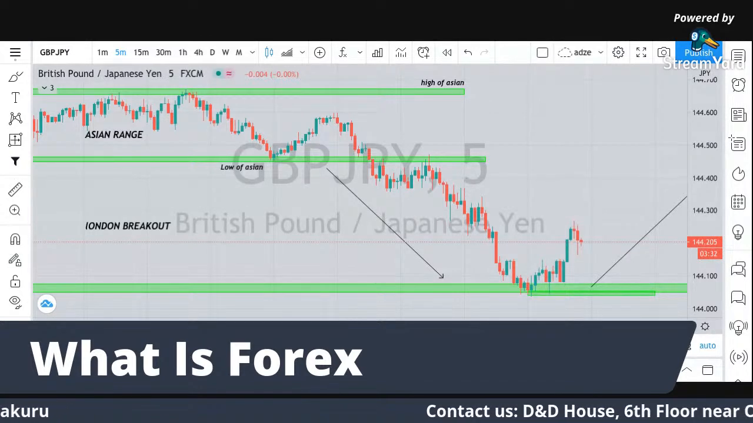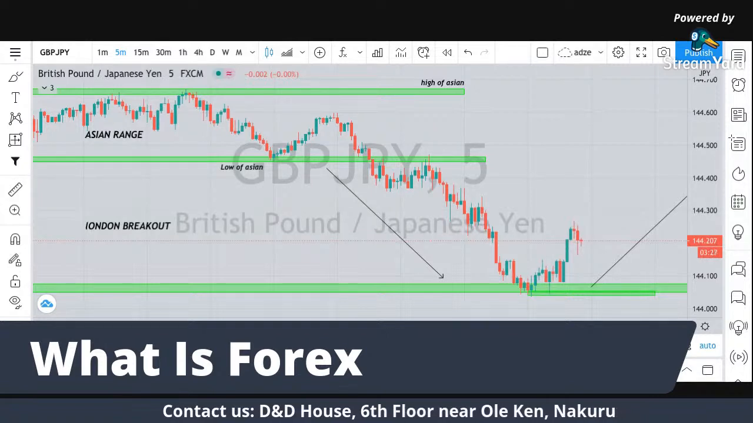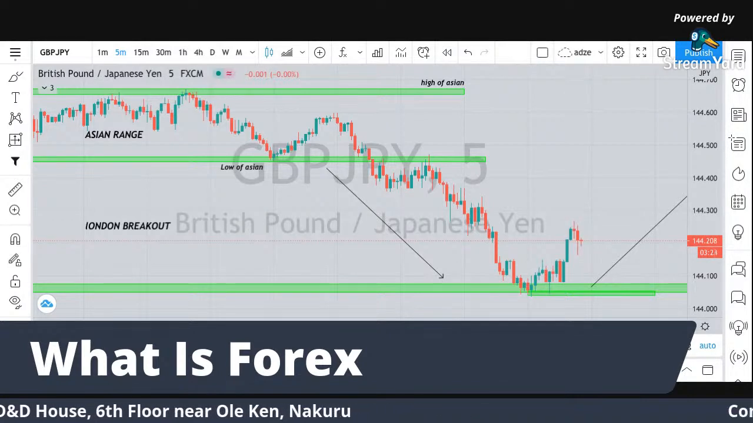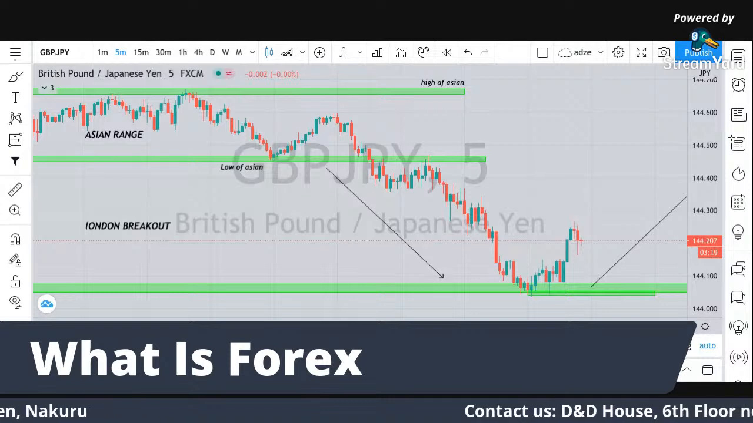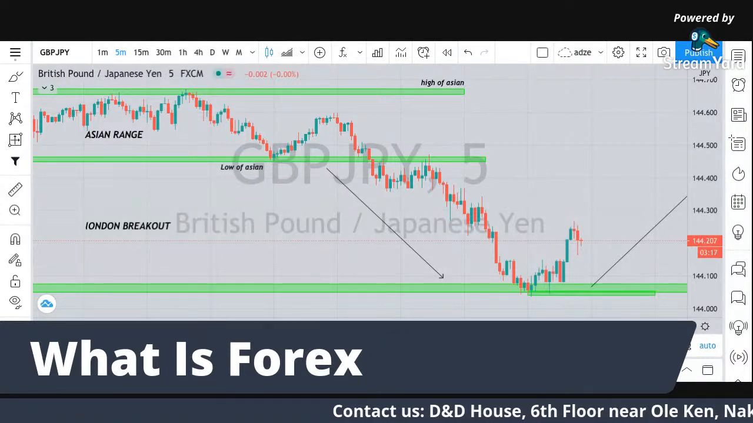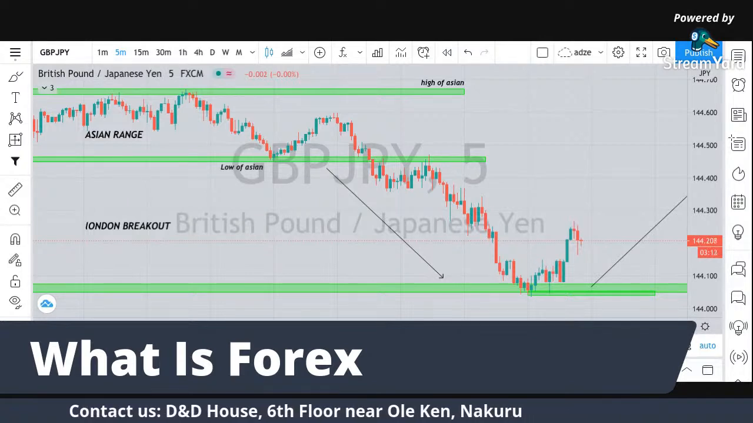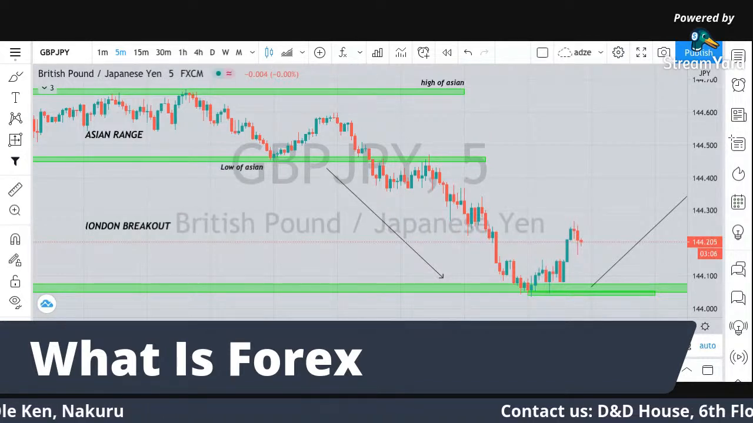In forex trading, you have to trade one currency against another. What is trading? Trading is you give somebody something, and they give you something in return, right? So they have to operate in pairs. In this case, there are usually currency pairs.